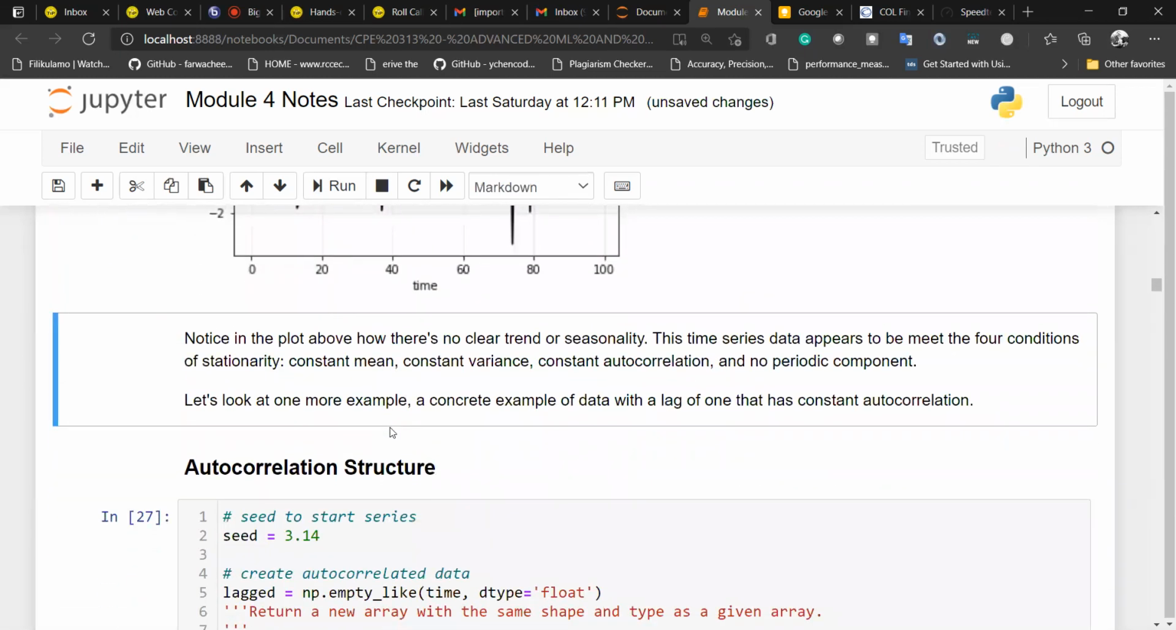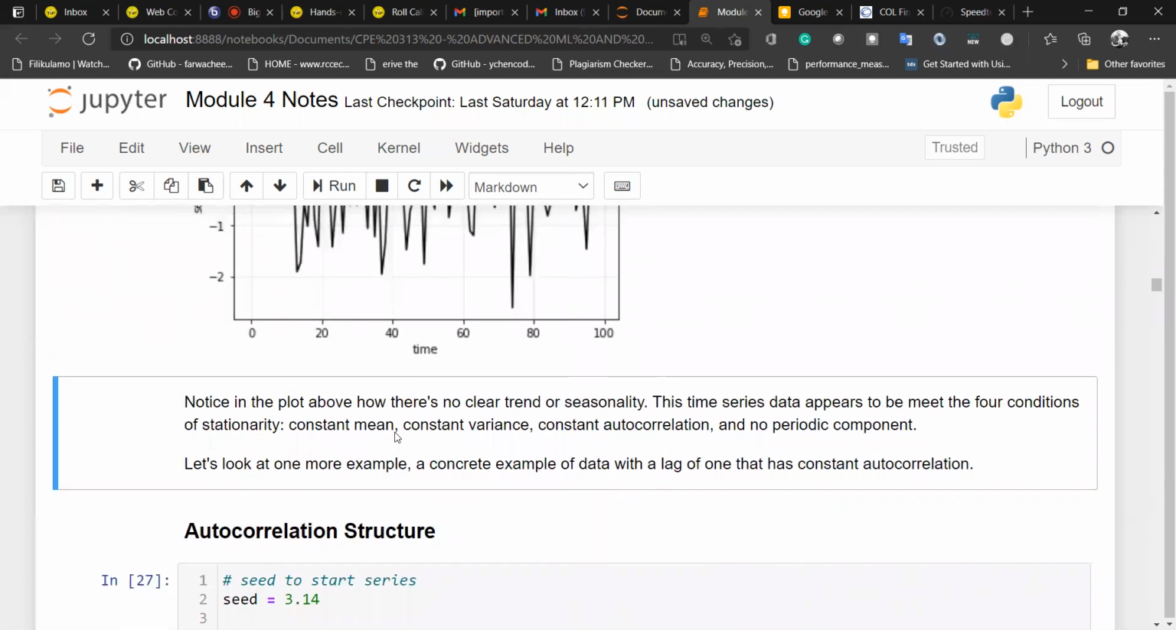Okay, now notice in the plot that there's no clear trend or seasonality. And this time series data appears to meet the four conditions of stationarity. Now, what are those? Those are constant mean, constant variance, constant autocorrelation, and no periodic component. So let's look at one more example.